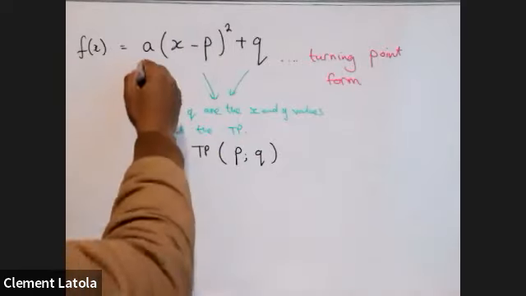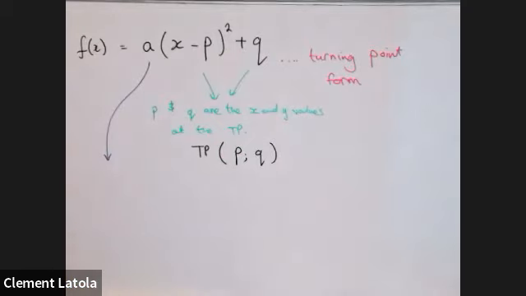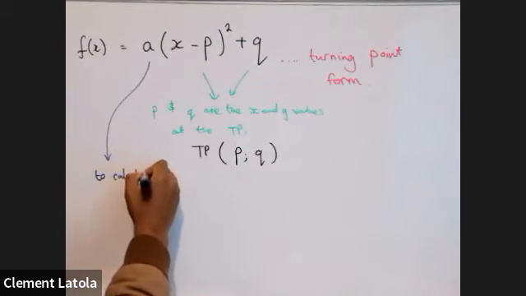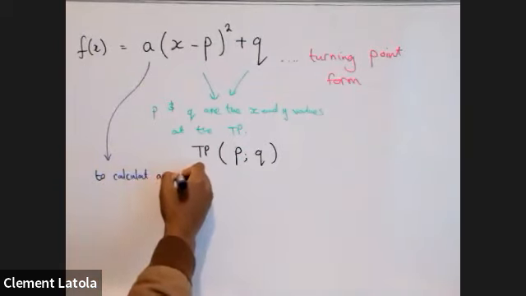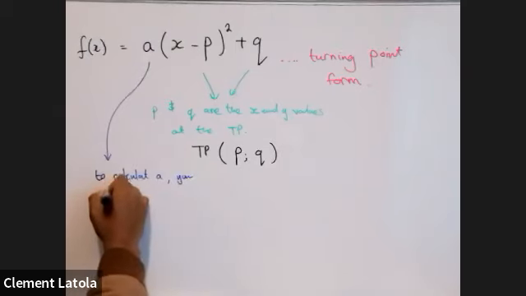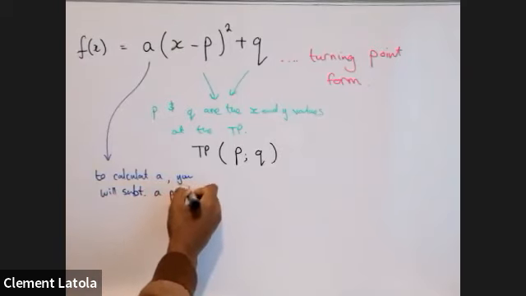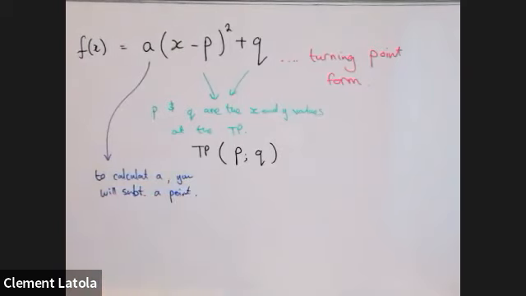Then A again is an indication of the shape of the graph, but to work out A, we would substitute a point. So let me just write it down. To calculate A, you will substitute a point, any point that is on the graph. If there's any other point on the graph, maybe like a Y-intercept or X-intercept or any random point, you can use that point, sub it in for X and Y, and you can work out A.